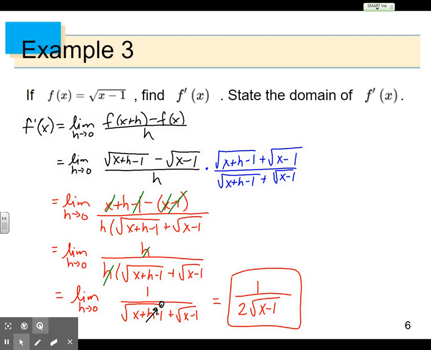One over 2 square roots of x minus 1. Careful on that. Leave that plus sign in there. Remember, we're not simplifying the bottom of these limits.